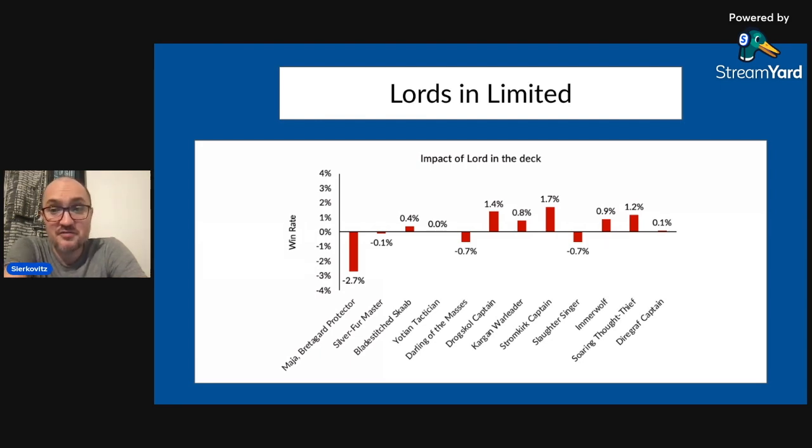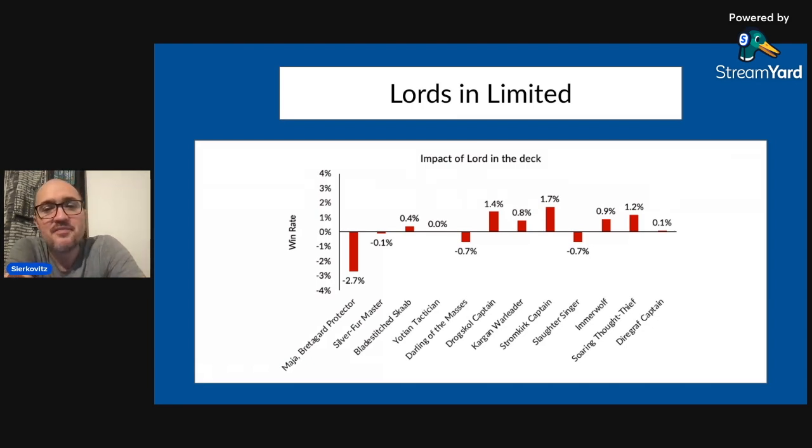Darling of the Masses, also a 4 mana card, important to know. This one is weaker by 0.7 percentage points, which is maybe relevant, maybe not relevant. It's definitely showing that it did not have a massive improvement effect on the archetype. But then we go to colors like blue-white in Shadows over Innistrad, where having Droxcall Captain in that deck was increasing your win rate by 1.4 percentage points, which is, I would say, substantial.